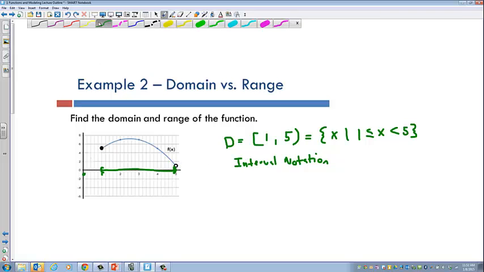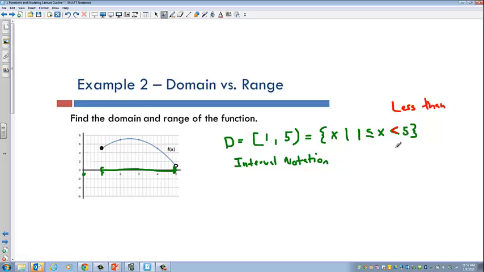Remember, it's easy to know that this symbol means less than, because if you rotate it a bit, it looks like an L, which stands for less than. And if you know that one is less than, then it's easy to know that this one is greater than, because it's the opposite.